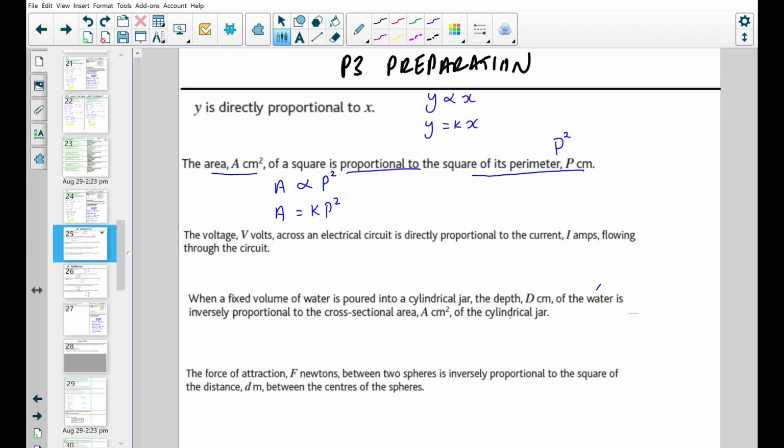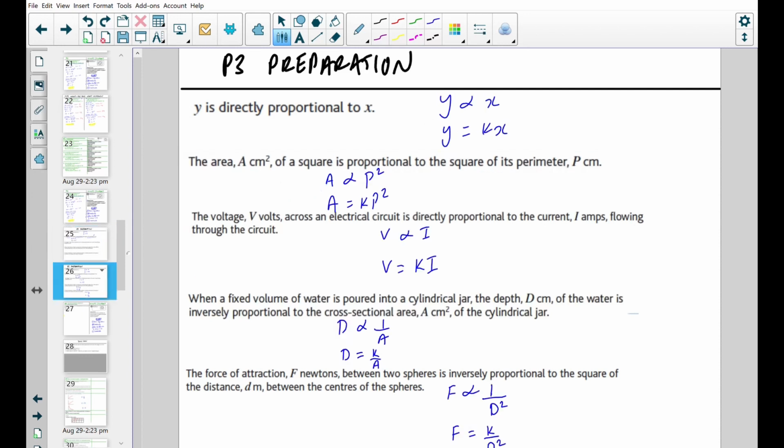Pause the video now and have a go at the remaining 3 questions. Okay, this is what you should have had. Now just before we move on, I'd like to go through the last one very quickly. The force F between 2 spheres is inversely proportional. So straight away, F is inversely proportional, which means it is 1 over.